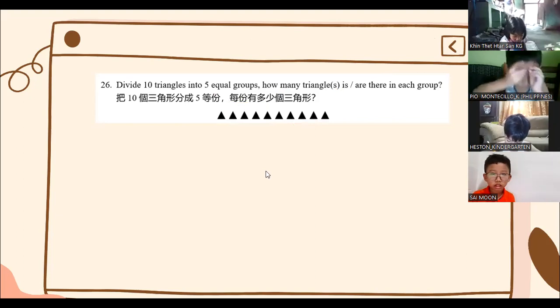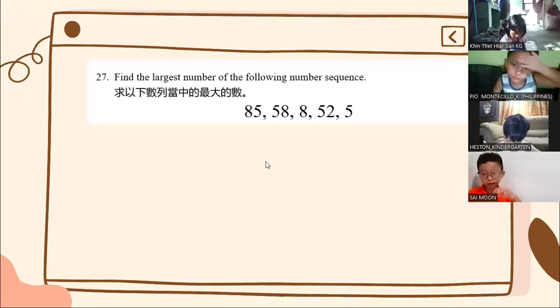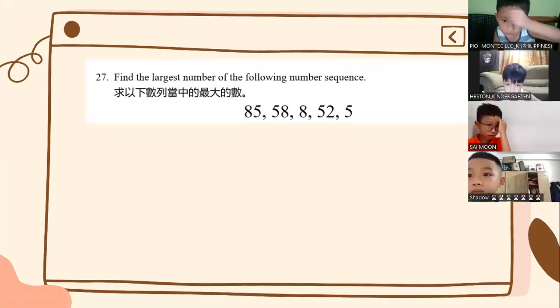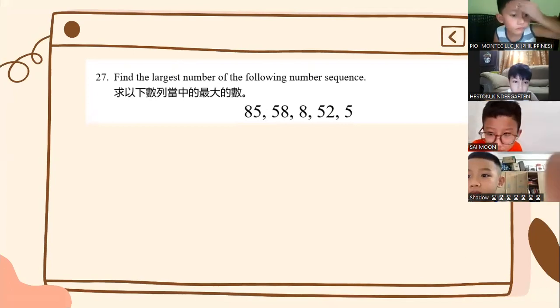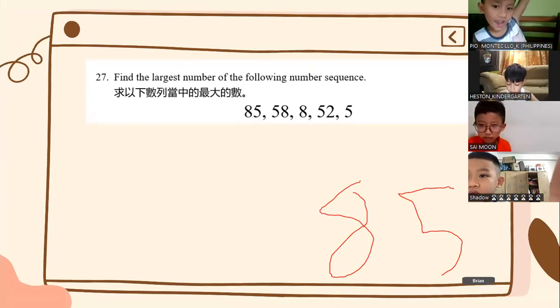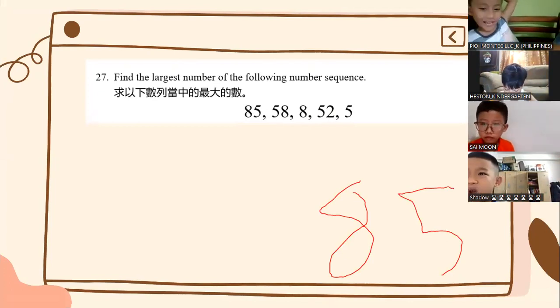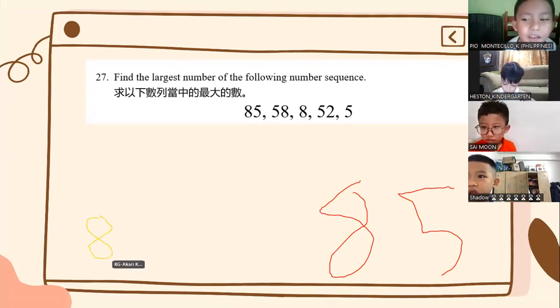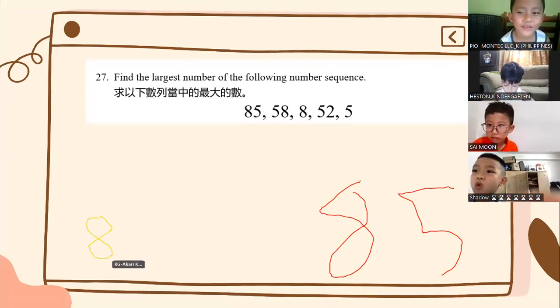How about question number 27? Find the largest number of the following sequence. 85, 58, 85, 85. What is the largest number? It's the biggest number, because he wants the biggest number. So I only see 85 as the biggest number.